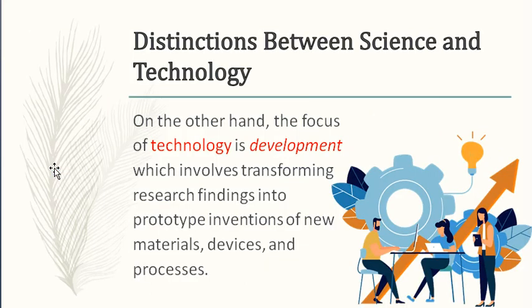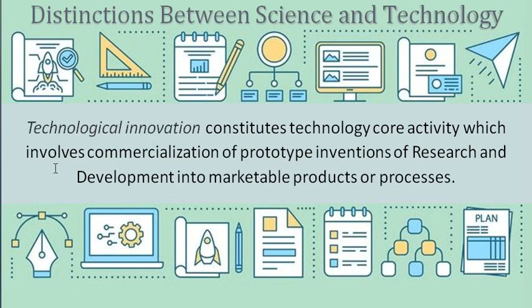On the other hand, science uses research, while technology is development, which involves transforming research findings into prototype inventions. So it's like applying the things that you've learned to new materials, devices, and processes. Technological innovation constitutes technology's core activity, which involves commercialization of prototype inventions of research and development into marketable products or processes. See, science is more on thinking, more on researching.